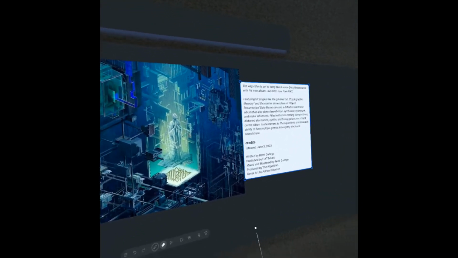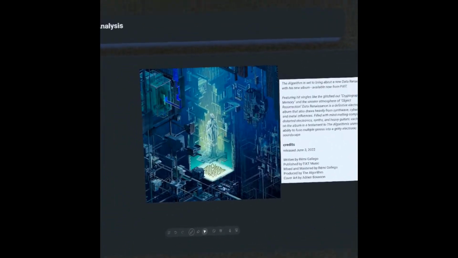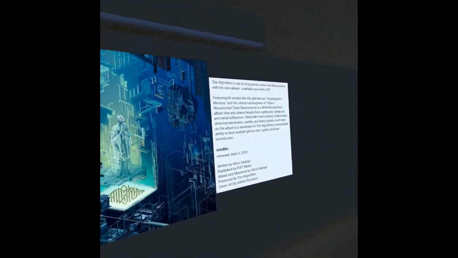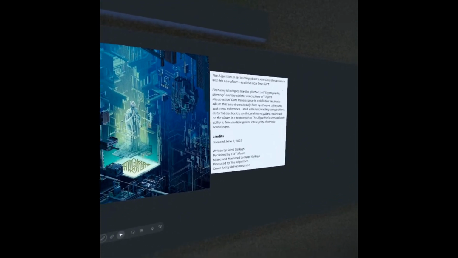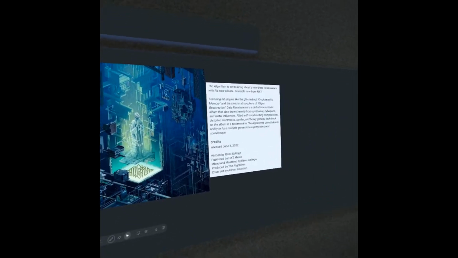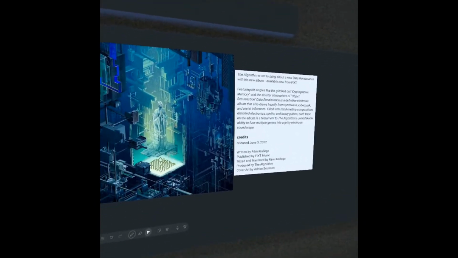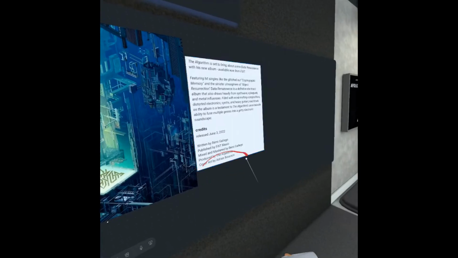I'm going to read this real quick. So the credits for the album: it's written by Rémi Gallego, the musician under The Algorithm. It's published by FIXT Music, mixed and mastered by Rémi Gallego as well. It's produced by The Algorithm, and the cover art is by the artist we're talking about today, Adrien Bousson.